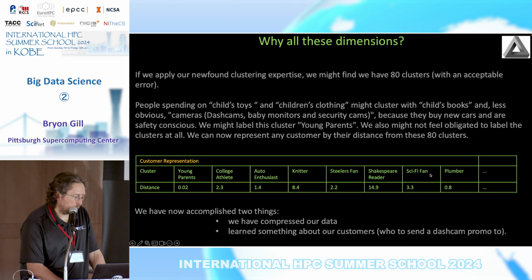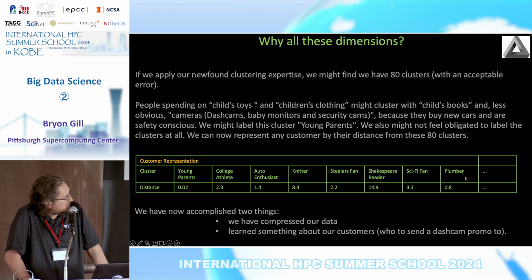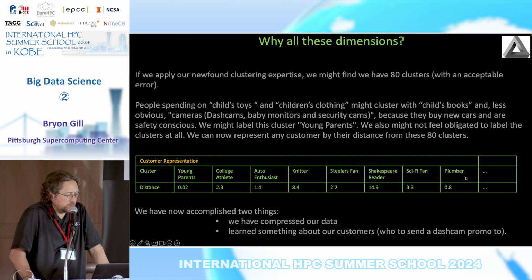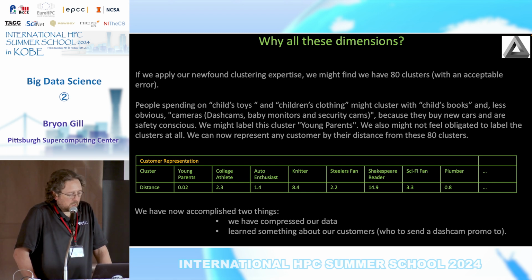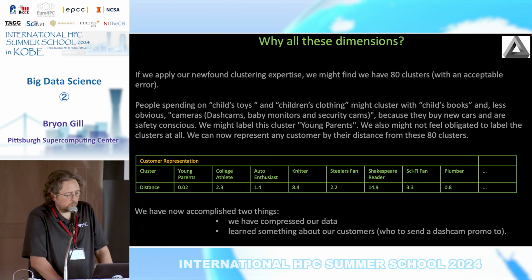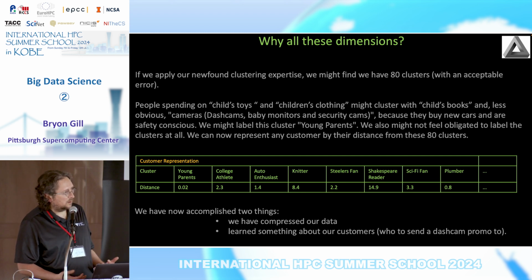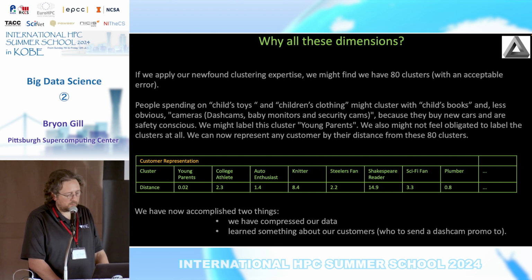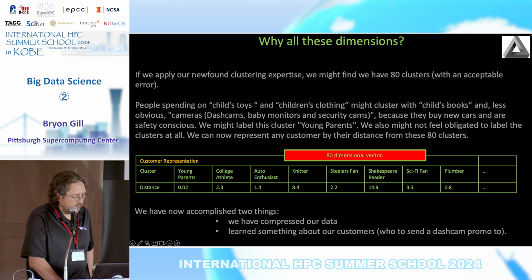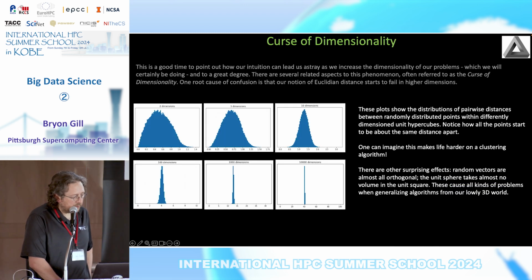But you also might find some groups that don't necessarily line up to what you expected. And again, that's where the insights come in. You might find clusters, ways of reducing the dimensions, that create groupings in ways that don't align with your intuitions. And so we can use this kind of information, like we can figure out who we want to send a dashcam promo to, or what we want to do with that kind of data. So we've got ourselves down to an 80-dimensional vector.